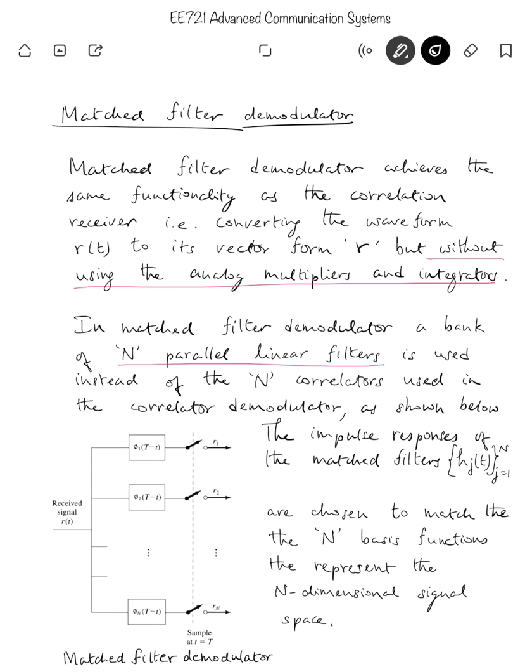So these are basically the impulse responses as we have mentioned here. Now the choice of the impulse responses is what makes the matched filter of such importance. Okay, so we will see now how to choose the impulse response for these filters, and then we will also talk about what are the advantages of doing so.